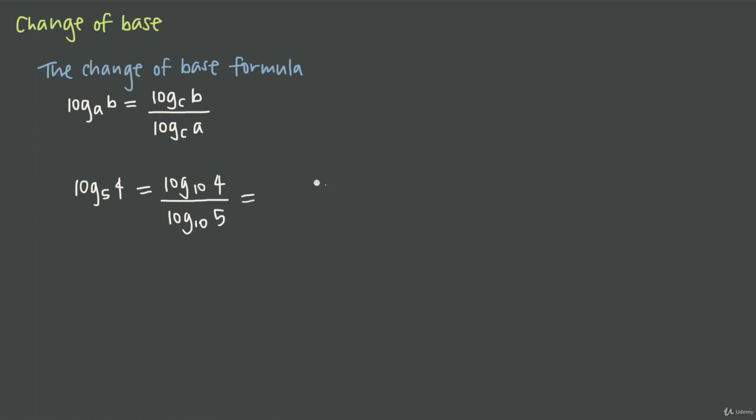We could also drop the base 10, and we could just write this as log of 4 over log of 5. This has the same value as log base 5 of 4. Now we can easily punch into our calculator what's log 4 divided by log 5, and we can see that the value of that is approximately 0.8614.